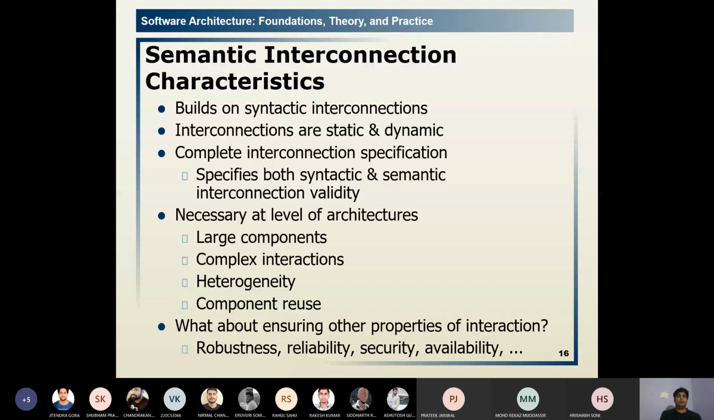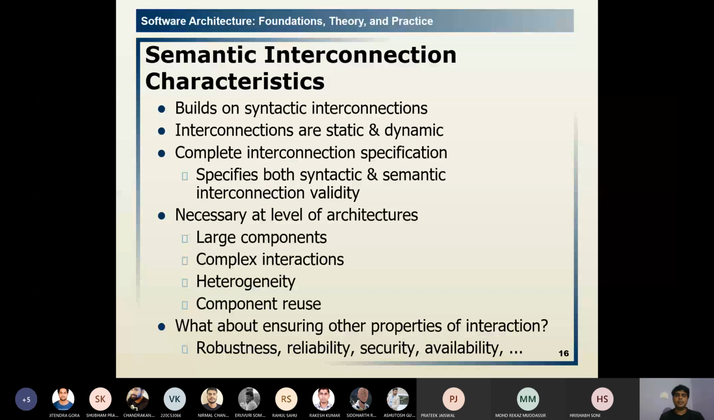Architecture interconnection characteristics means the semantic interconnection characteristics. It is built on some syntactic interconnections. The interconnections are static as well as dynamic. The complete interconnection specification specifies both the syntactic as well as semantic interconnection validity.